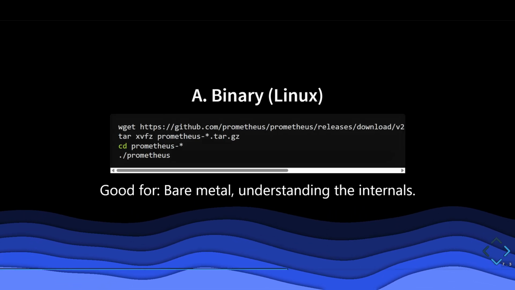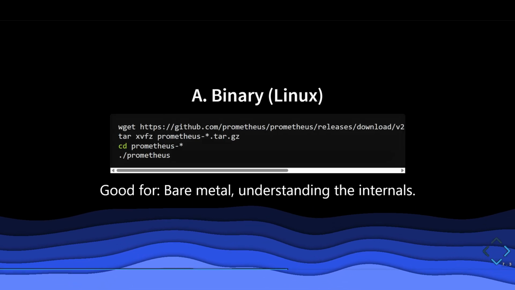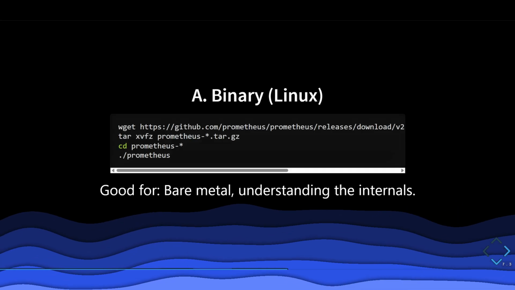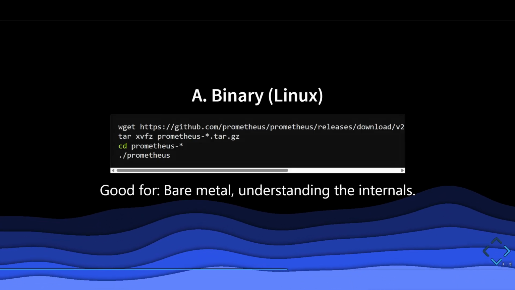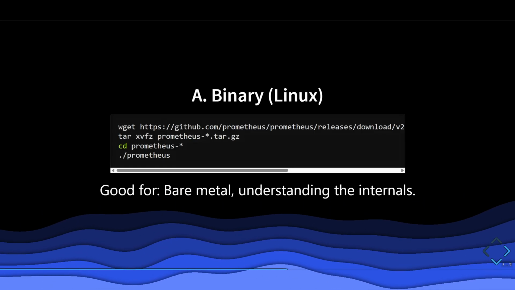Option A, binary. You simply download the tarball, extract it, and run the executable. This is great for bare metal or just understanding how it works.